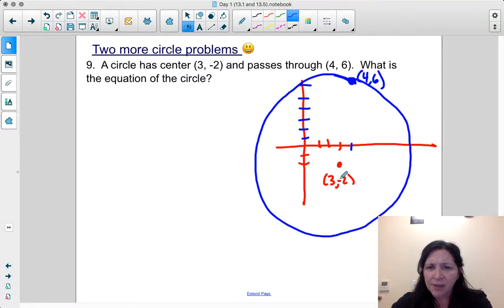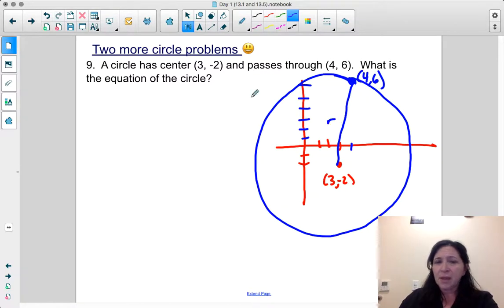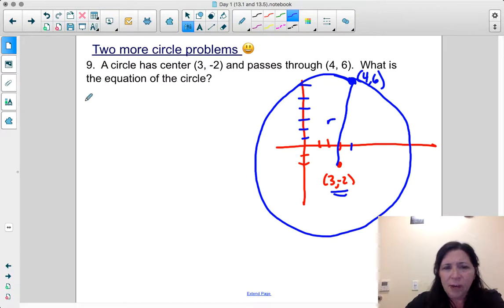Given that that point is (4, 6), and this is my center at (3, -2), I need the length of my radius. So what I need to do is connect this with this. These two, that's my radius. I do have my center, so let's start writing the equation.